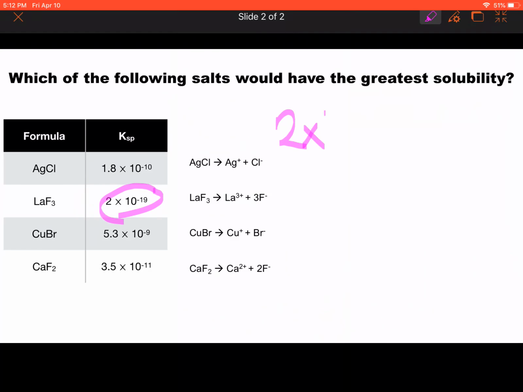So 2 times 10 to the negative 19 divided by 27, because remember we need to get rid of that 27, is equal to x to the 4th.